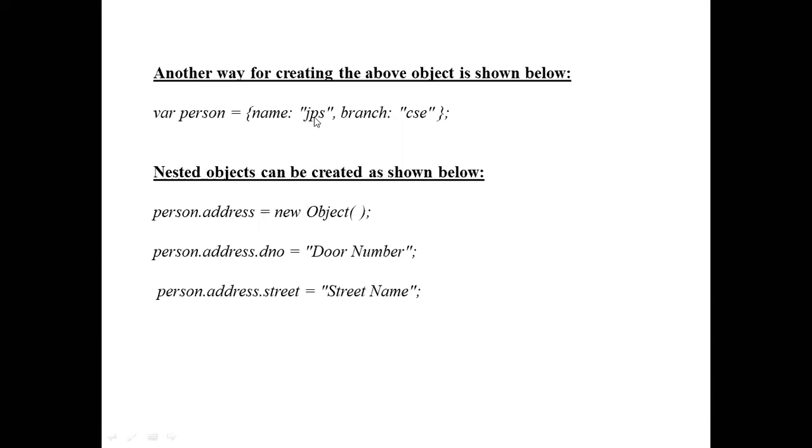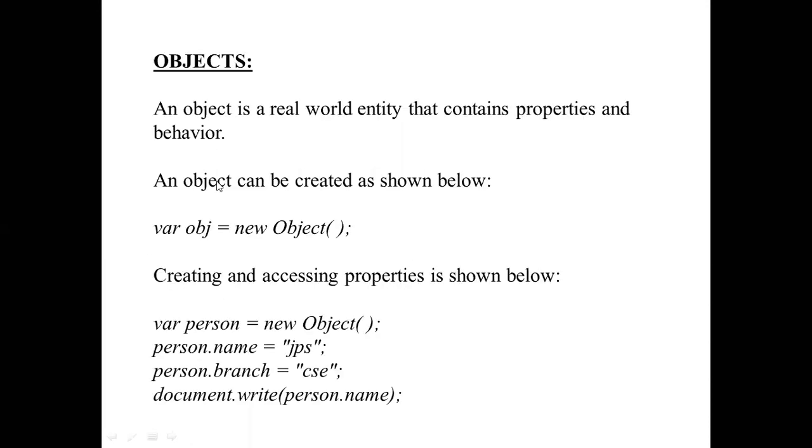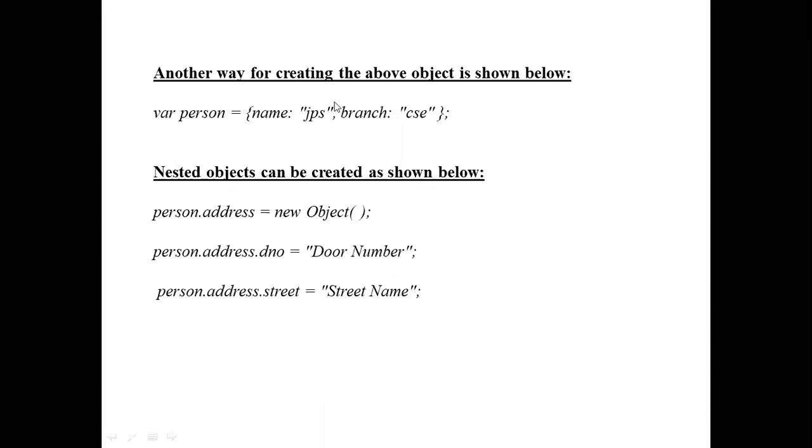Another way of creating the object: var person = {, this is also a way of creating the above object. This is the name, that is a property, then the value of the property, comma, next property branch, next value of the property. Okay, so in this way you can also create the object.